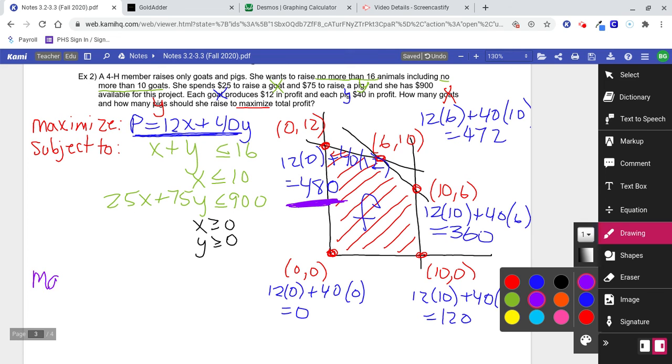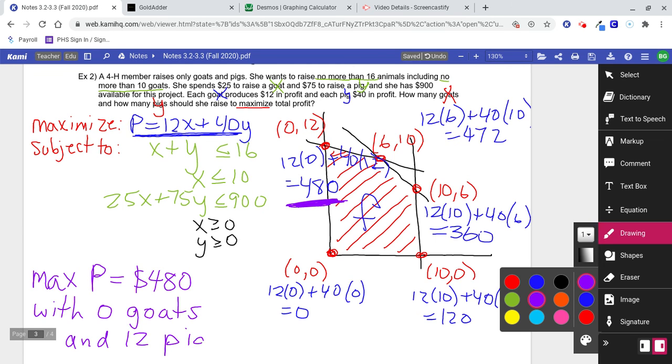So the solution, max P equals $480 with what? 0 pigs and, is that right? X was pigs? X was goats. X was goats, so 0 goats. And Y was pigs, so 12 pigs. Okay, great. So we do that over and over and over.